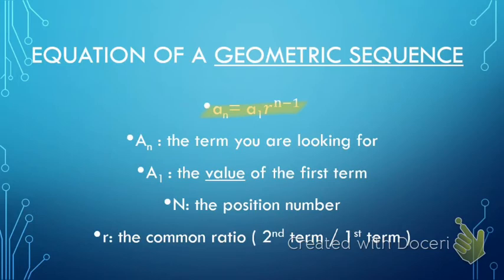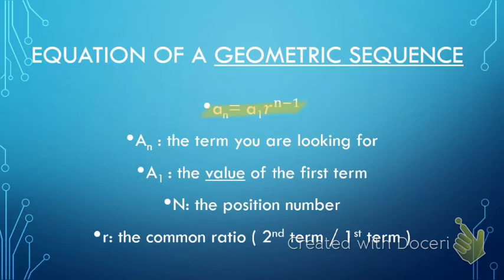Now, how do I know it's multiplication? Because what is between a sub 1 and r? Nothing. Okay? So when you have two variables that have nothing between them, that's multiplication. So a sub n equals a sub 1 times r to the power of n minus 1. Now, a sub n should look familiar to you. Remember, a sub n is the term that we are looking for. So if they have not given us a number, they've given us the letter n, that means this equation will work for any term that they were to give us.